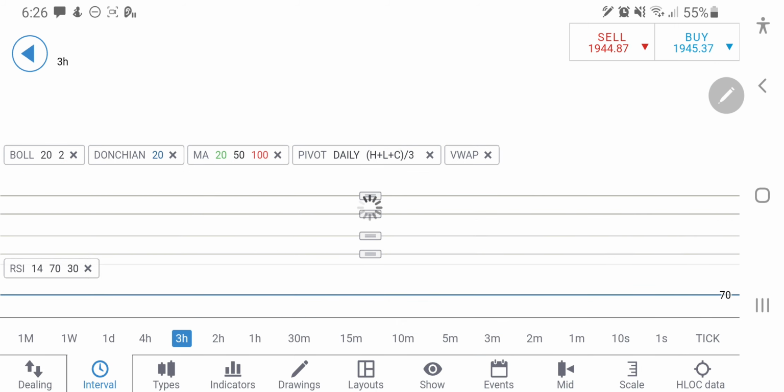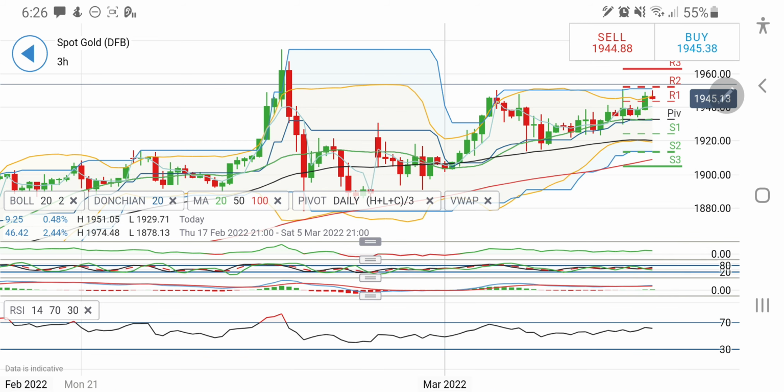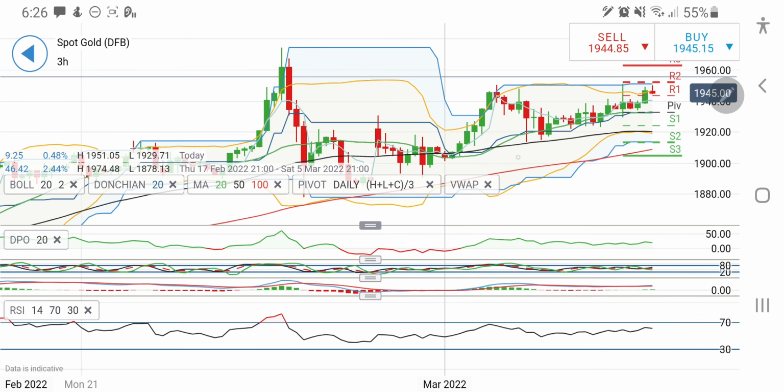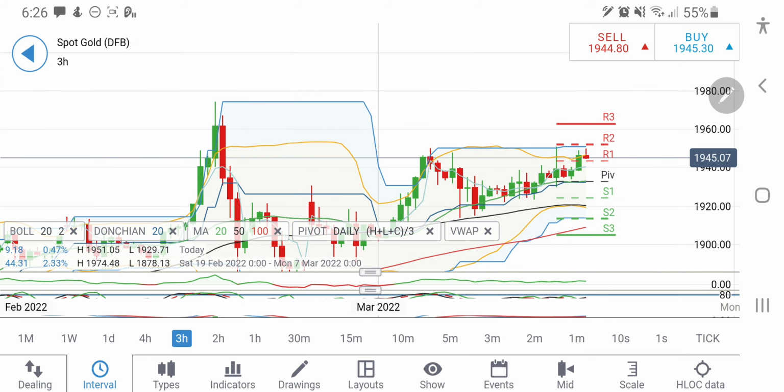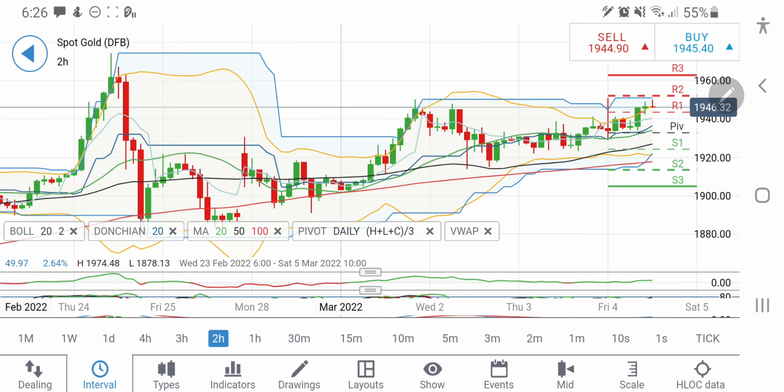On the 3-hour charts, the story is the same: stochastic comfortable, MACD lines running parallel, support at 1935, resistance at 1951 and 1955 levels. These two levels are going to be stronger resistance for gold now. And looking at the 2-hour chart, similar is the story.